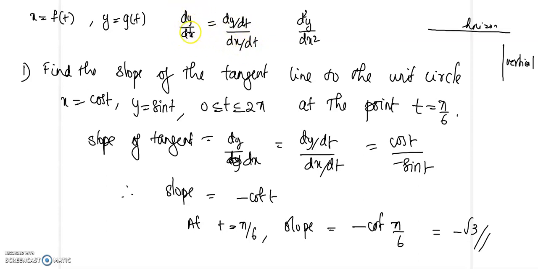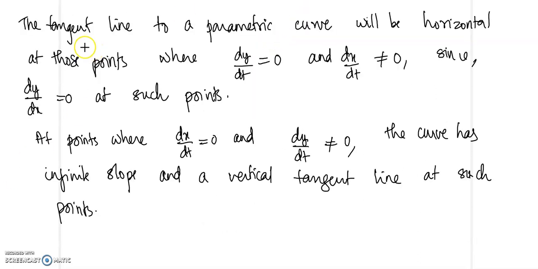Now, if the tangent is horizontal, it will be parallel to the x-axis. So if the tangent line is horizontal, then in that case the slope will be equal to 0. If the slope is 0, the tangent line will be horizontal. Now if the slope is infinite, then in that case the tangent line is going to be vertical. So let us look at what happens to dy by dt and dx by dt in that case. Let us look for the condition for horizontal and vertical tangent lines.